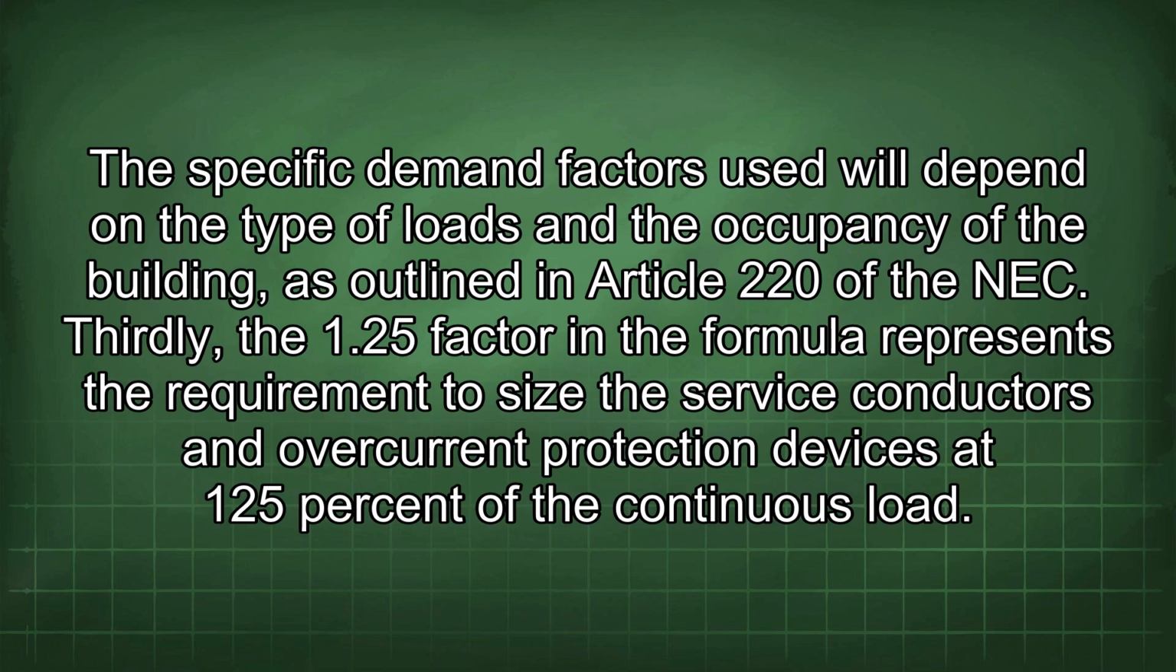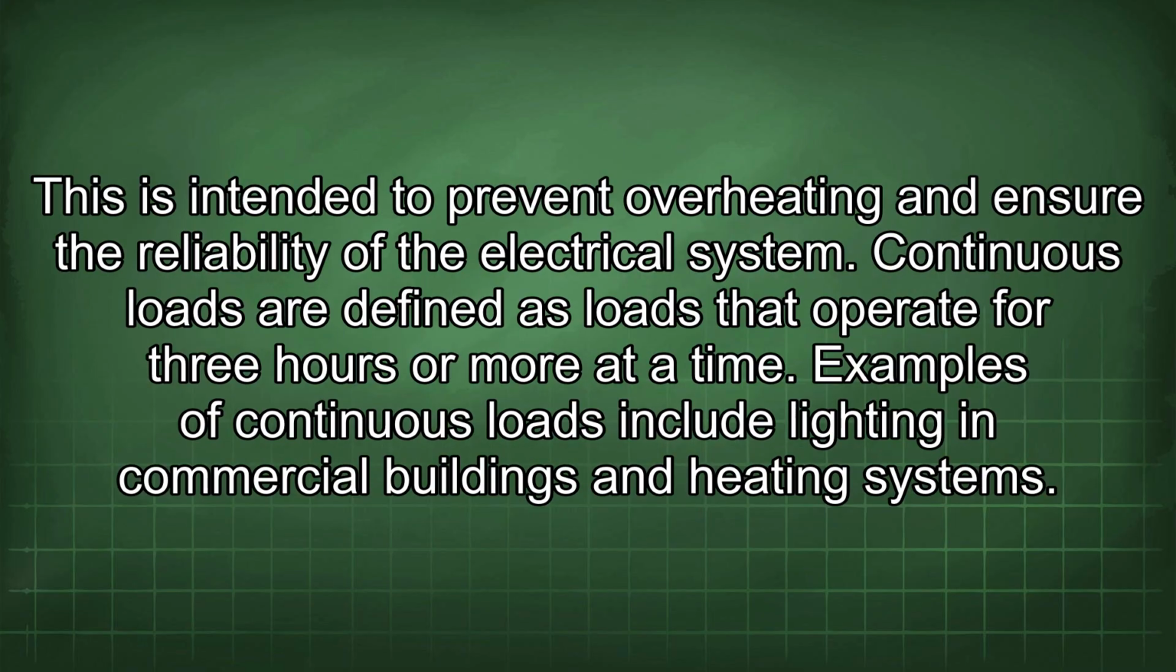Thirdly, the 1.25 factor in the formula represents the requirement to size the service conductors and overcurrent protection devices at 125% of the continuous load. This is intended to prevent overheating and ensure the reliability of the electrical system. Continuous loads are defined as loads that operate for 3 hours or more at a time. Examples of continuous loads include lighting in commercial buildings and heating systems.